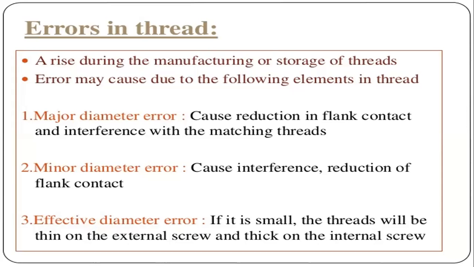Some types of errors are established due to the different manufacturing methods or different storage methods used for screw threads. What are the errors arising due to these manufacturing or storage methods? We need to find out. These errors arise during the manufacturing or storage of threads, and they may be caused by the following elements in the thread. The first one is the major diameter error.